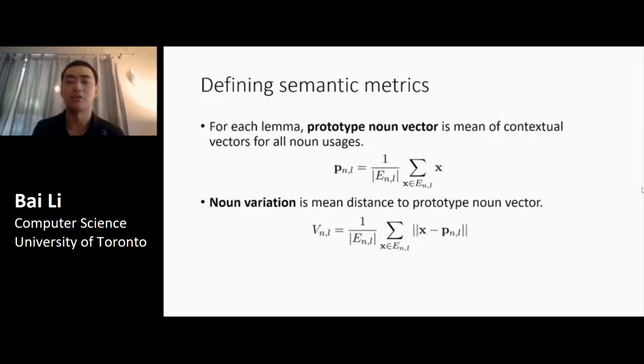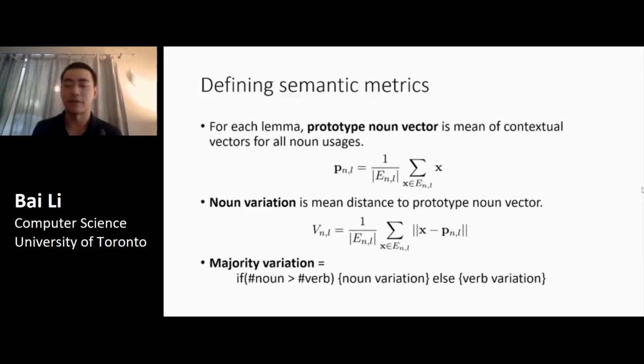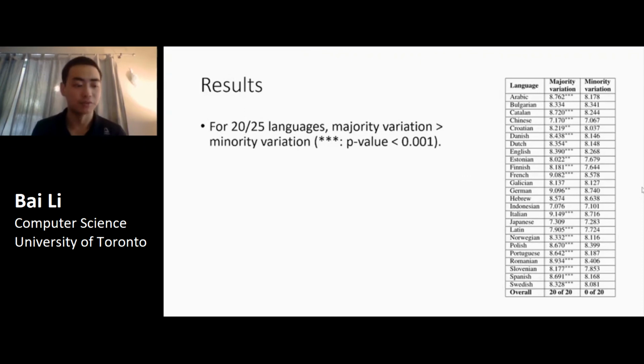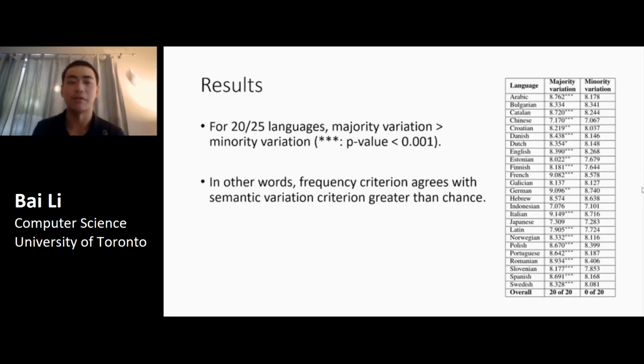And now the majority variation is defined as: if the word is noun dominant, then the noun variation is the majority variation, and the verb variation is the minority variation, and vice versa if it's verb dominant. Now for the results. In 20 out of the 25 languages, we find that the majority variation is greater than the minority variation. In other words, the frequency criterion agrees with the semantic variation criterion greater than chance.